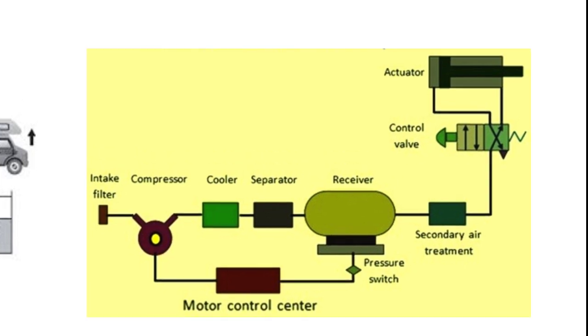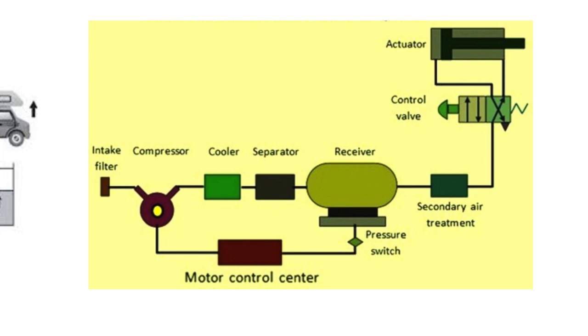Then the next component, that is the cooler. The cooler is used to cool down the air because during compression the temperature of the air increases, and hence the cooler is used to reduce its temperature. After that, the next component is the separator. The separator is used to separate out the moisture or the water vapors from the air.